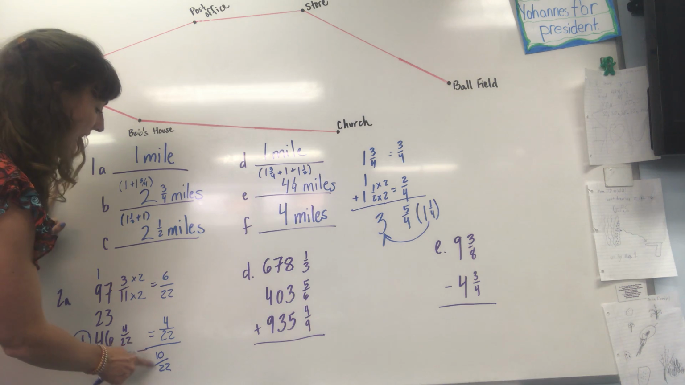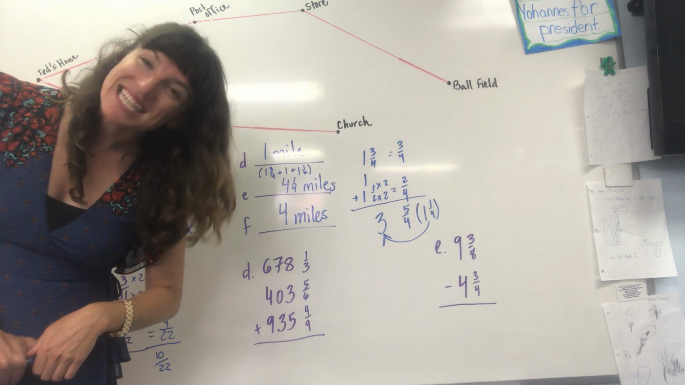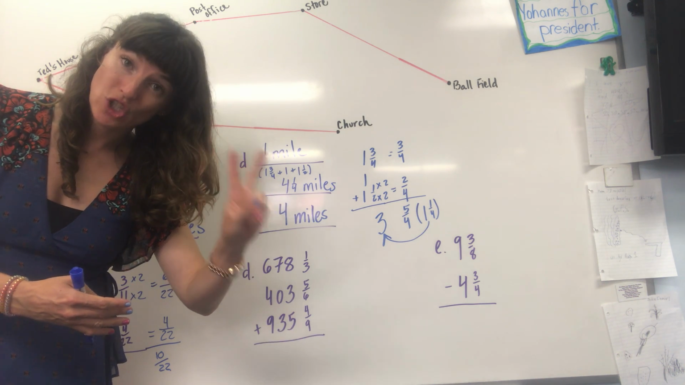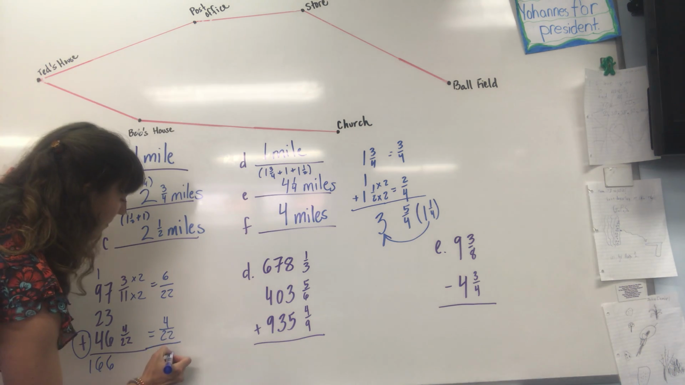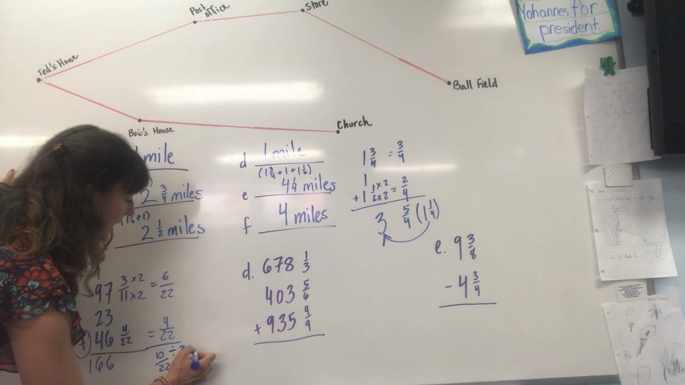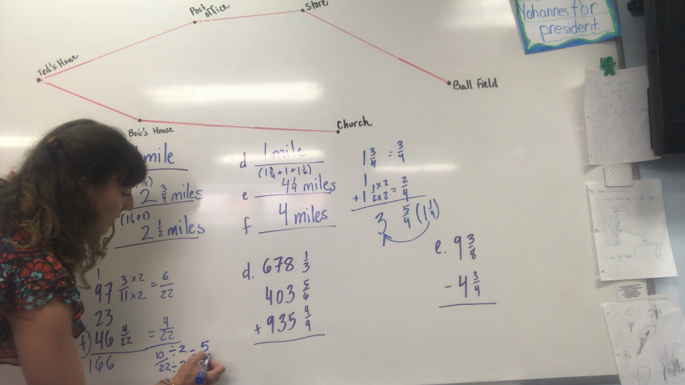All right, I have 10 over 22. Our divisibility rules tell us that all even numbers are divisible by 2. I'm going to go ahead and divide by the number 2, top and bottom, to reduce this proper fraction. 10 divided by 2 is 5. 22 divided by 2 is 11.